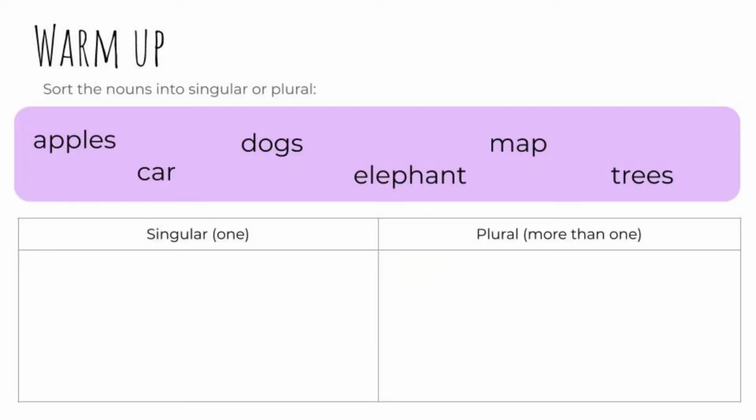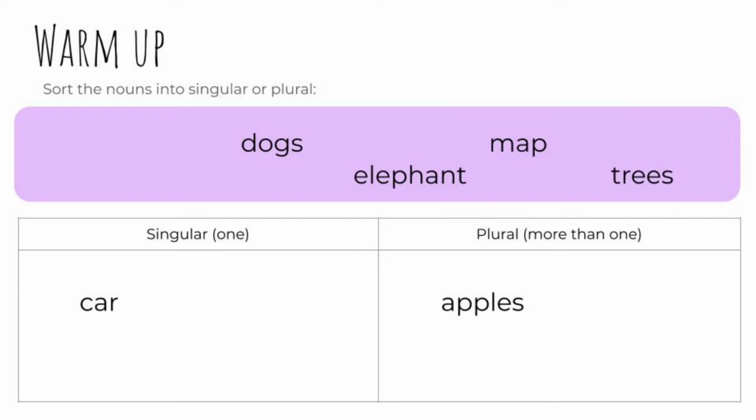Now, sort these nouns into singular, that's one, or plural, more than one. Pause the video, then check your answers shortly. Let's start with apples. Yep, that's plural. Then car. That's singular, a car.